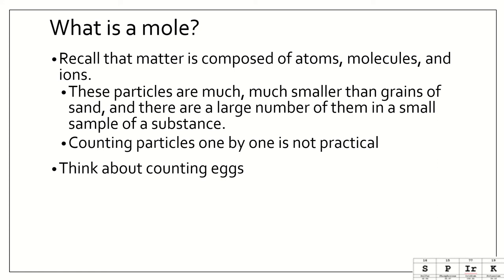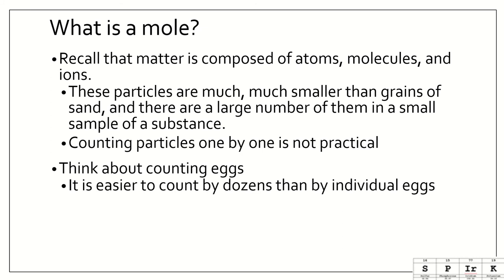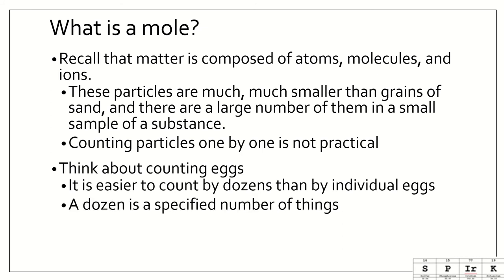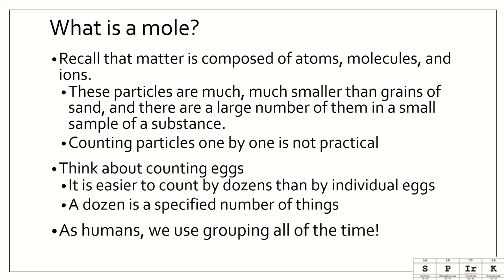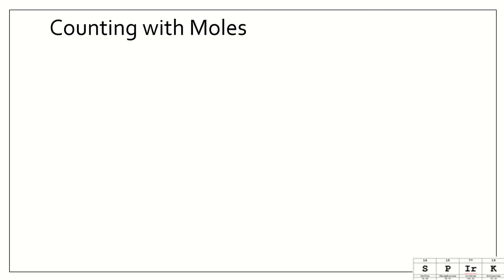So we want to think about counting eggs. When we count eggs, we don't usually buy them or even count them by 1, 2, 3. We purchase them by the dozen. So a dozen helps us count larger numbers of things. You can think about donuts as well. So it's easier to count by dozens than it is by individual eggs. A dozen is a specified number of things. Again, it could be a dozen eggs, a dozen donuts, a dozen apples, a dozen anything. As humans, we use grouping like this all of the time.